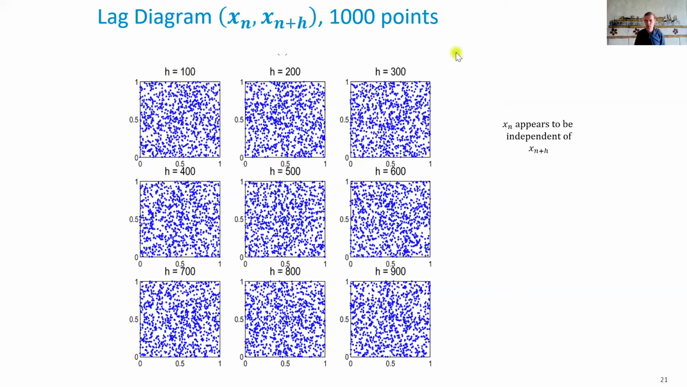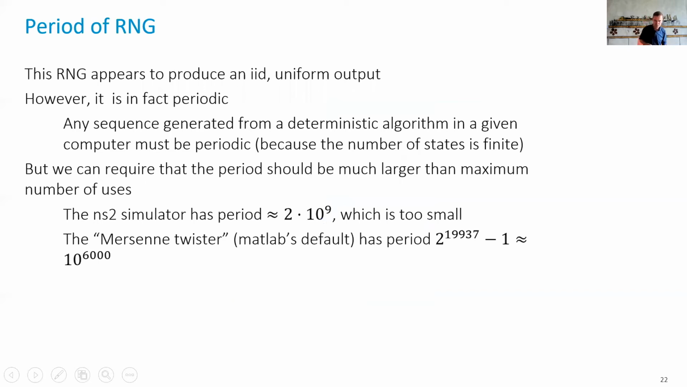Again, this is not a formal test that we can use, but it gives the idea of what the test will do. Here, we see that there does not appear to be a dependence from xn to xn plus h for various values of h. Right. So xn appears to be independent of xn plus h. This is what we call a chaotic sequence.